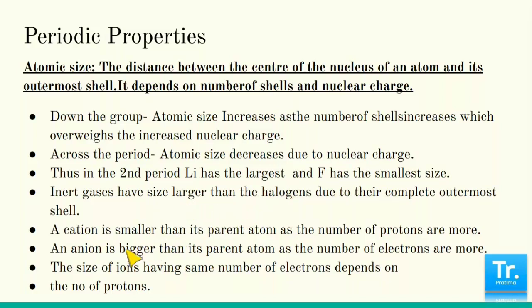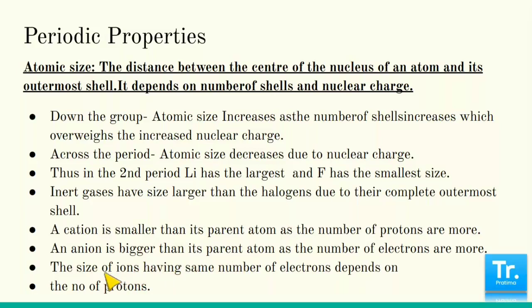Okay, so the next comparison is of a cation and an anion with its parent atom. A cation will always be smaller than its parent atom. Why? Because the number of protons is always more. Cation means a positive charge. Positive charge means the number of protons is more. When the number of protons is more, definitely the size will be smaller because of the pull. Whereas for an anion, the size is always bigger than the parent atom. How? Because the number of electrons is more. If I can give you one example over here, for a cation, Na+ is smaller than Na, and for an anion, Cl- will be bigger than Cl.